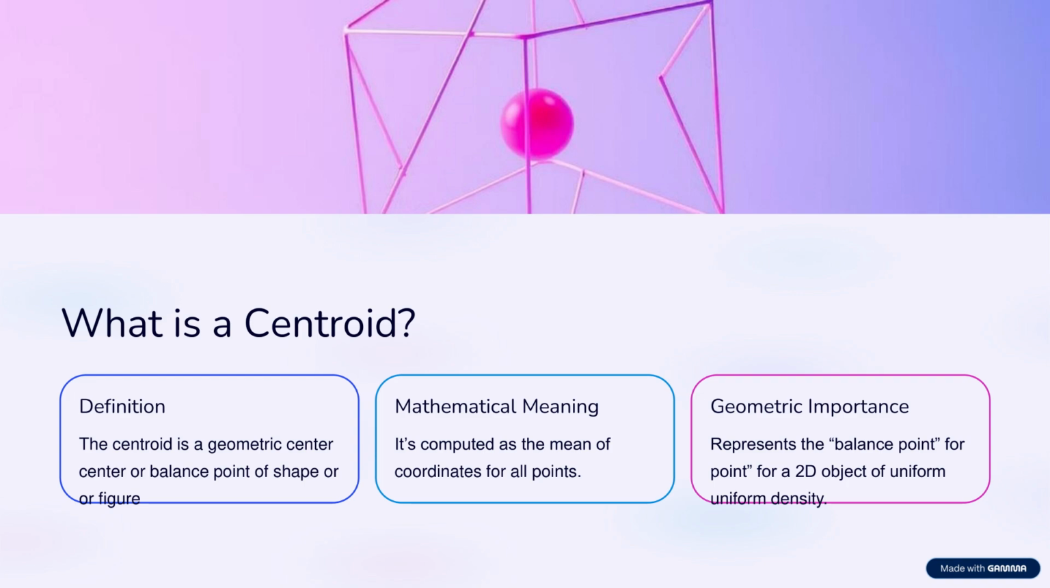Let's move to the geometric importance. It represents the balance point for a 2D object of uniform density. It means it represents a 2D object. Now let's move to the next topic.